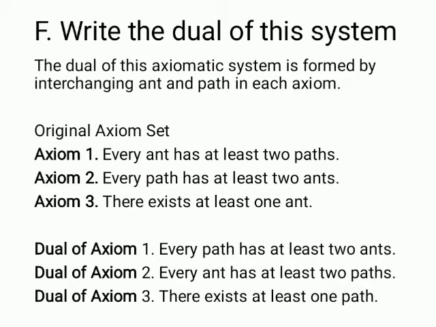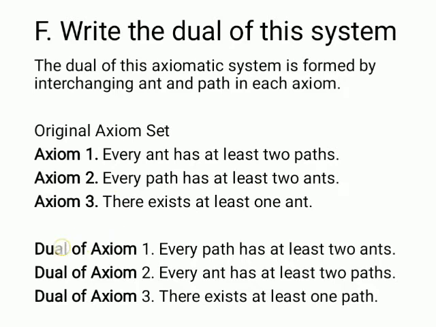So, write the dual of this system. So, paano nga ba natin isusulat yung dual nung system? So, dual of the system is formed by interchanging ant and path in each axiom. So, pagpapalitin lang natin yung ant at saka path dun sa statement. So, yung ant gagawin nating path. Yung path gagawin nating ant. Ganun yun. So, ito yung original axiom set natin.